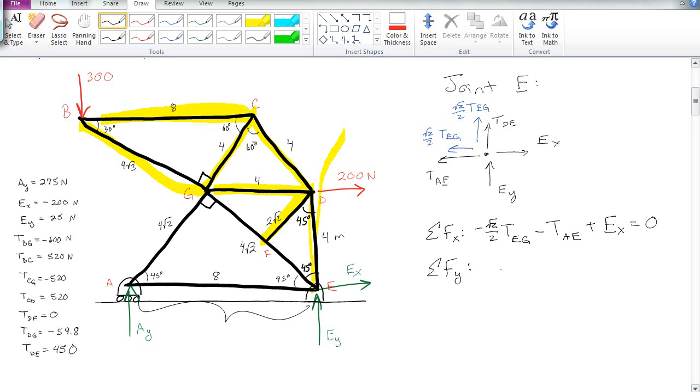From your lips to heaven's ears, root 2 over 2 TEG plus TDE plus EY equals 0. So TEG equals some number that I have written on this other piece of paper, because why in heaven's name would I do this without having done it first? And then TDE equals some other number, 450. Do I already have that? Feels like I do. I already have that one. What's the one that I'm missing? I think that was the, no, I was missing TAE. TAE is some number, 275.